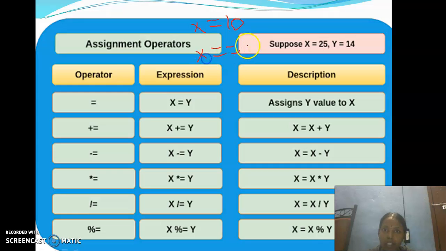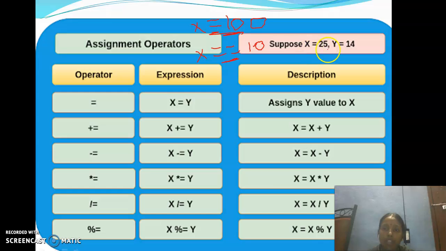For example, x double equals to 10. That means what? We are comparing the value of x with 10. Here we are assigning the value of 10 to x. For example, x equals to 100. That means what? X stores the value as 100. Here we are comparing the value of x with 10. That means this is a comparison operator. This is the assignment operator.